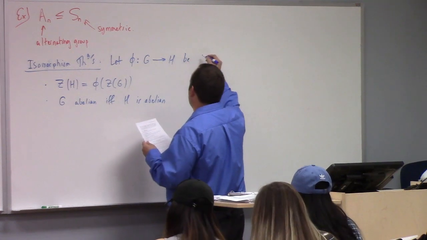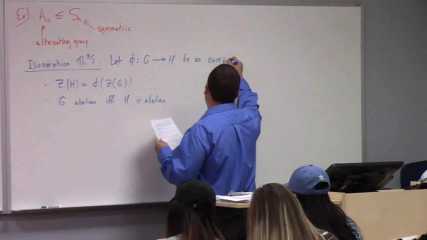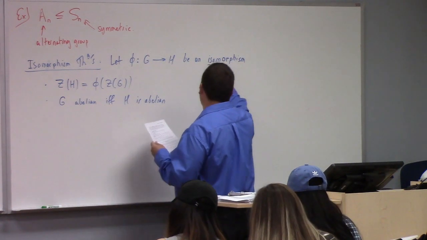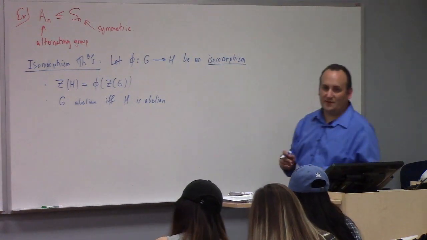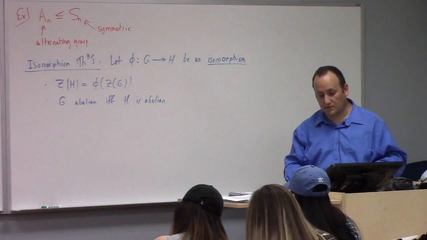I forgot to say something important. Isomorphism. I said it in words, but I didn't write it on the board. That deserves to be written. That's important. If phi is just any old function, I don't get to say anything I'm saying right now. It's important that it's a bijection which preserves the structure of the groups.